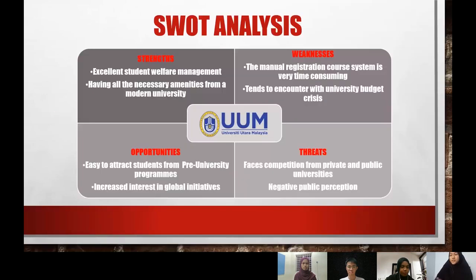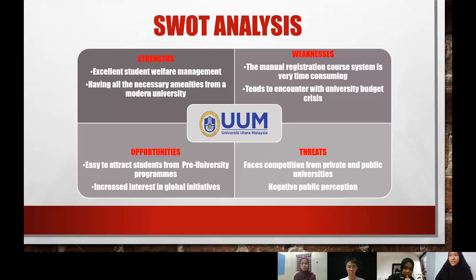Next is the SWOT analysis of Universiti Utara Malaysia: strengths, weaknesses, opportunities and threats. The first one, strengths. Universiti Utara Malaysia has excellent student welfare management. We can see how they managed the students during the COVID-19 pandemic. Next is having all the necessary amenities of a modern university. Universiti Utara Malaysia also has stronger Wi-Fi compared to other universities.